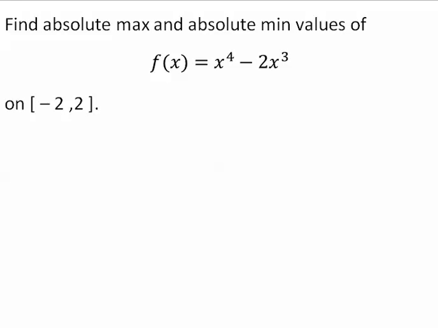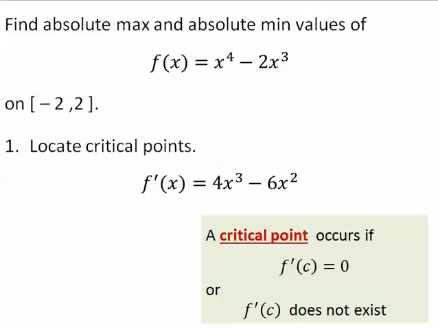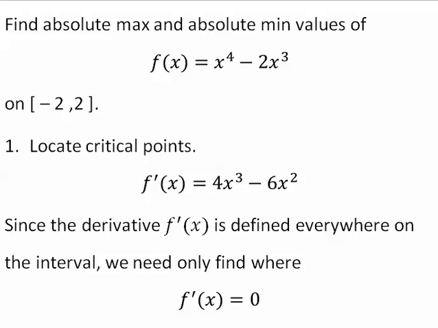All right, so we want to find the absolute max and min, so we need to find critical points. In order to find critical points, we have to take the derivative. So take the derivative, and then let's just remind ourselves, a critical point occurs if the derivative equals 0 or the derivative does not exist. Now, this derivative is a polynomial. There's not going to be any place where the derivative doesn't exist. f prime is defined everywhere. So to look for critical points, we're only going to look for where the derivative equals 0.